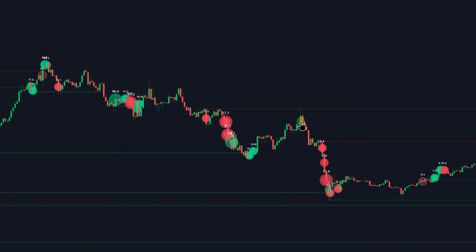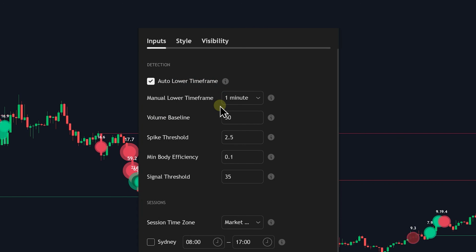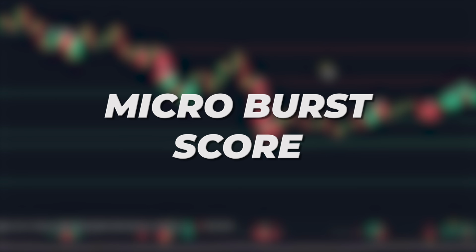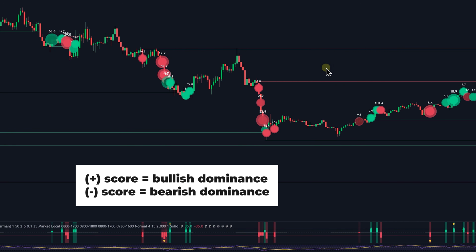But high volume by itself isn't enough. The lower time frame candle also needs enough directional body strength. This helps filter out situations where there was a lot of volume, but the candle was mostly wick or indecision. Qualifying lower time frame spikes are then separated into bullish and bearish activity and combined into what the indicator calls a microburst score. Positive scores represent bullish dominance, while negative scores represent bearish dominance.